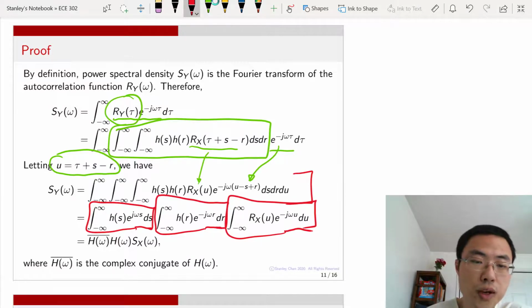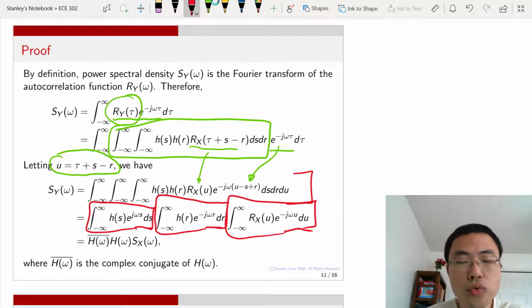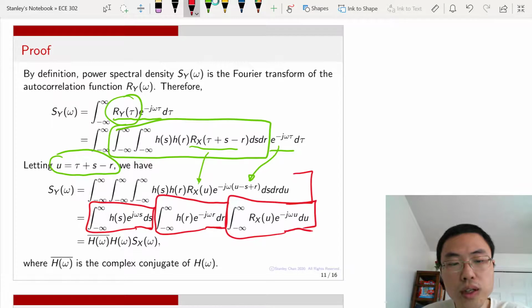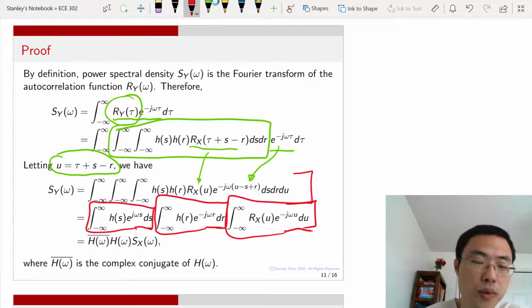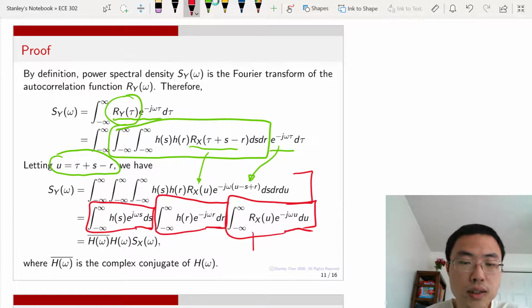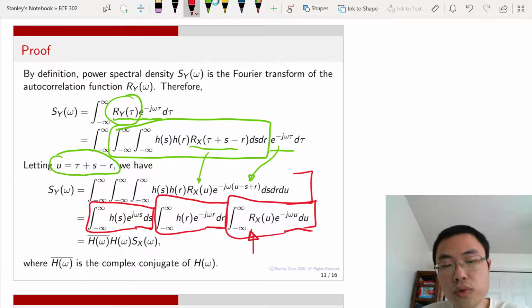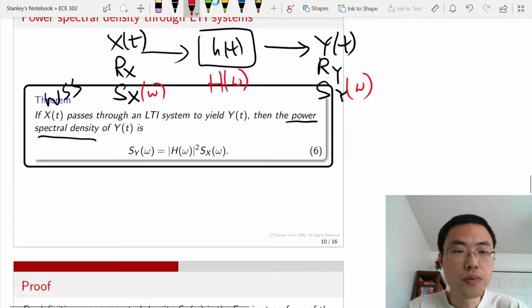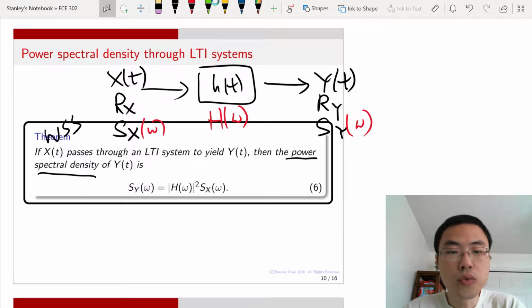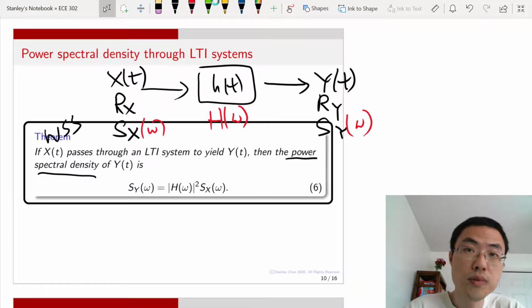And therefore, you have a product of these two frequency responses, or the Fourier transforms of the H. That gives you H bar and H, where H bar stands for the complex conjugate. When you multiply them together, they give you the magnitude square. And here is the power spectral density of your X. And so we have shown this main result: the power spectral density of Y equals the magnitude square of H times Sx.